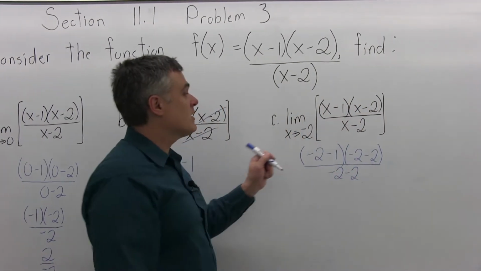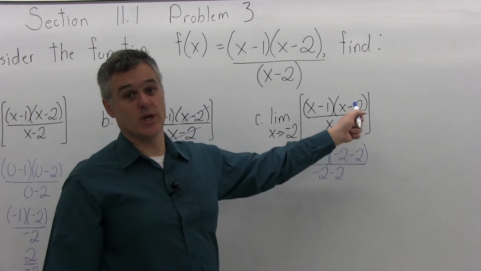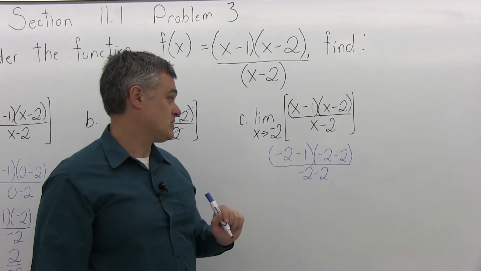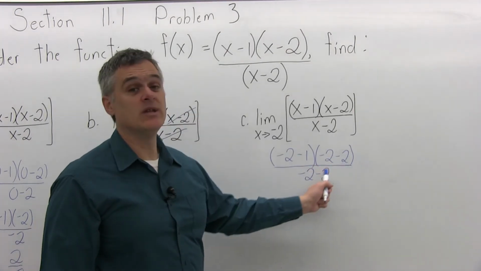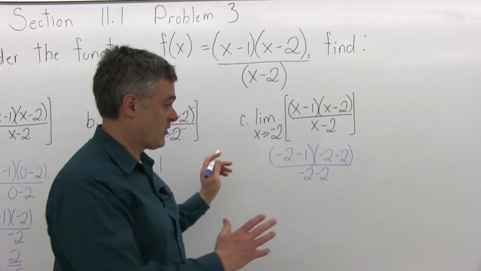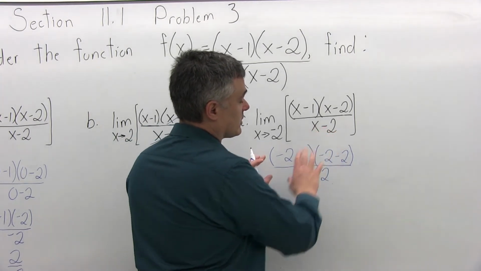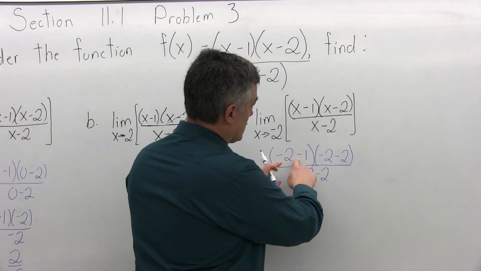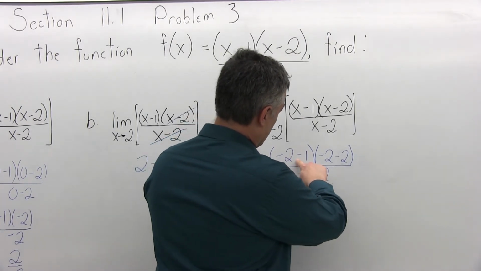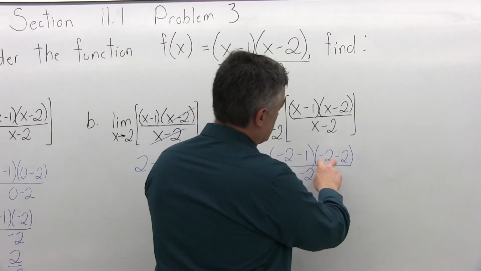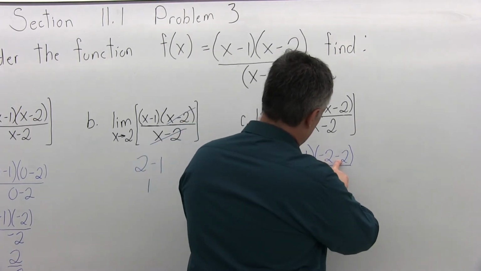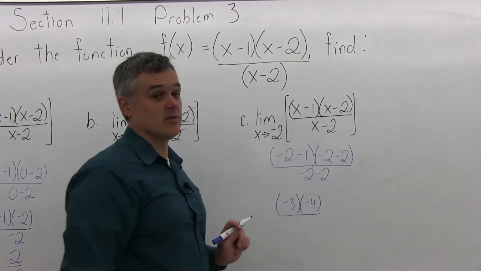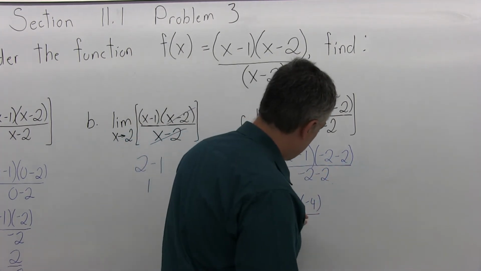Now, like in part B, I could cancel the x minus 2 in the numerator and the denominator. And that would take me right to the answer of minus 2 minus 1, which is minus 3. But it should work either way in this case. For part C, because the denominator is not going to 0, I have the option of doing it either way. So this upper left parenthesis, negative 2 minus 1, is negative 3. The parenthesis in the upper right of the numerator, negative 2 minus 2, becomes negative 4. In the denominator, negative 2 minus 2 is another negative 4.